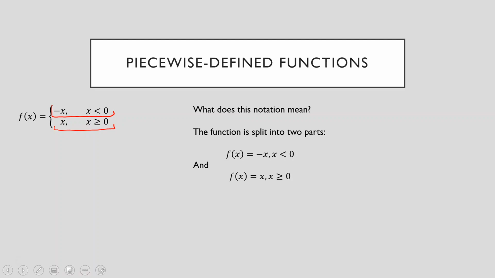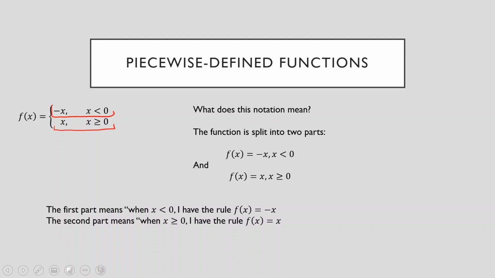But if you were to say that in plain English, the first part means when x has a value less than 0, I have the rule f of x equals negative x. And the second part means when x has a value that is greater than or equal to 0, I have the rule f of x equals x. And we can work with this function in exactly the same way that we work with other functions. So we can just do f of negative 2.